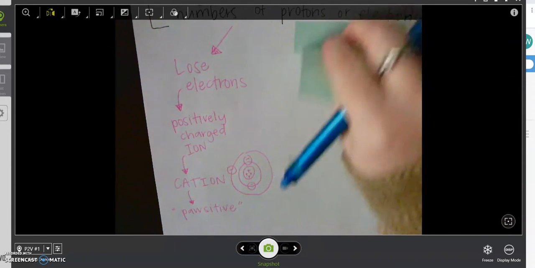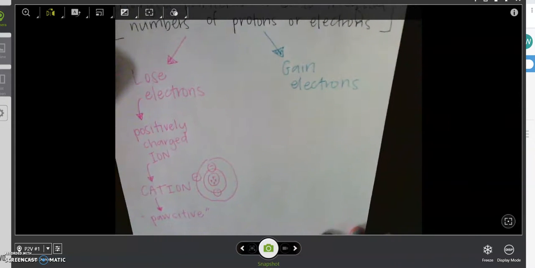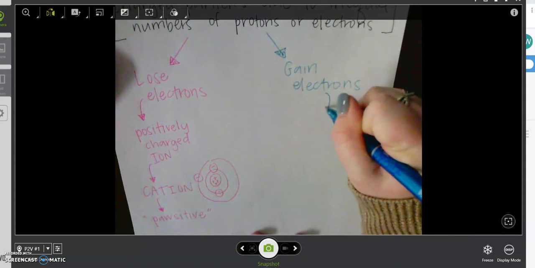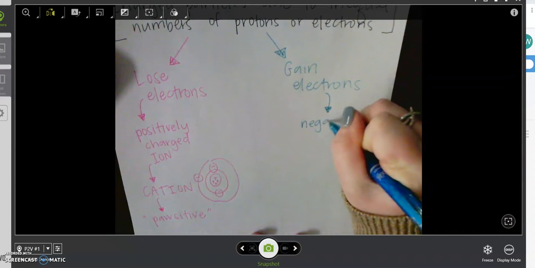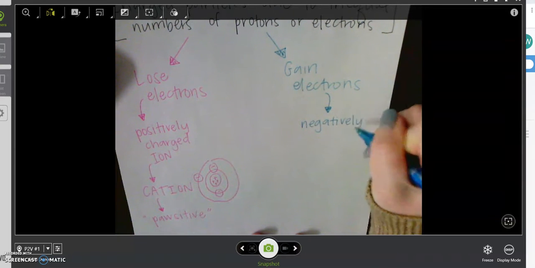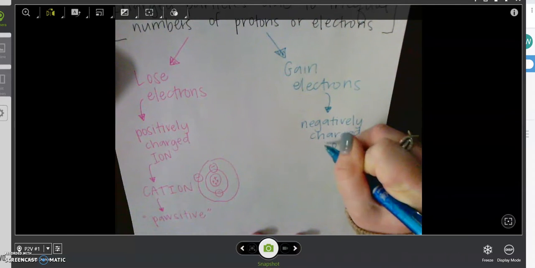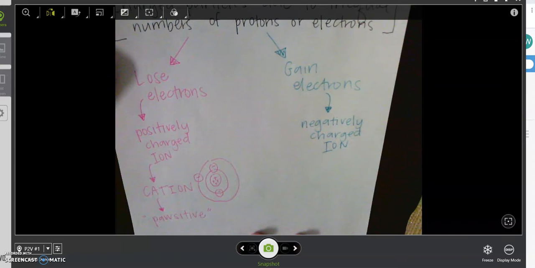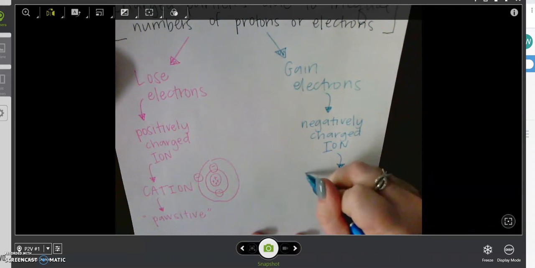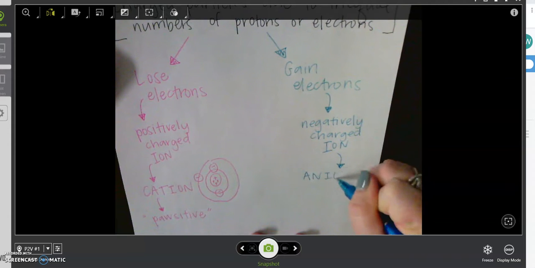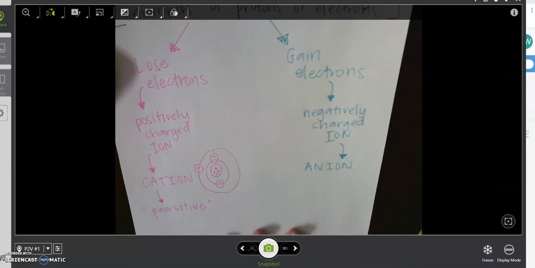Let's go back up to the top, and we're going to talk about what happens if an atom gains electrons from another atom. So if an atom is gaining electrons, it's going to have more electrons in its atom than protons, and it's going to be negatively charged. So it's going to be a negatively charged ion. And a negatively charged ion is going to be called an anion, A-N-I-O-N. Kind of like onion, but with an A.